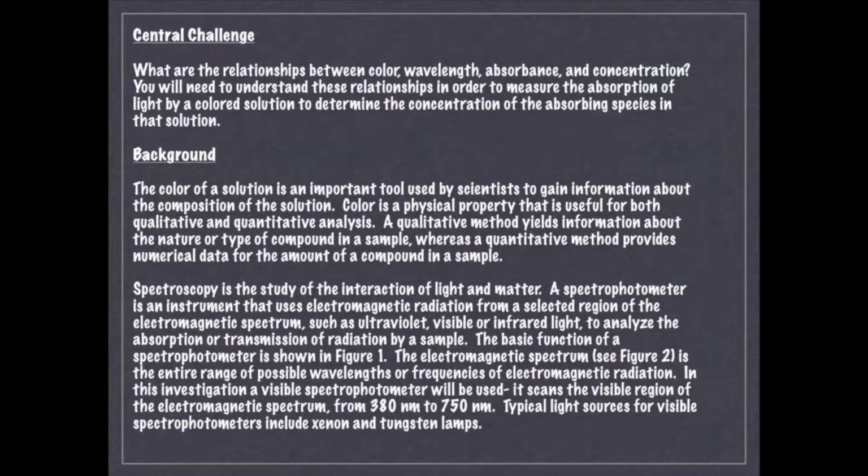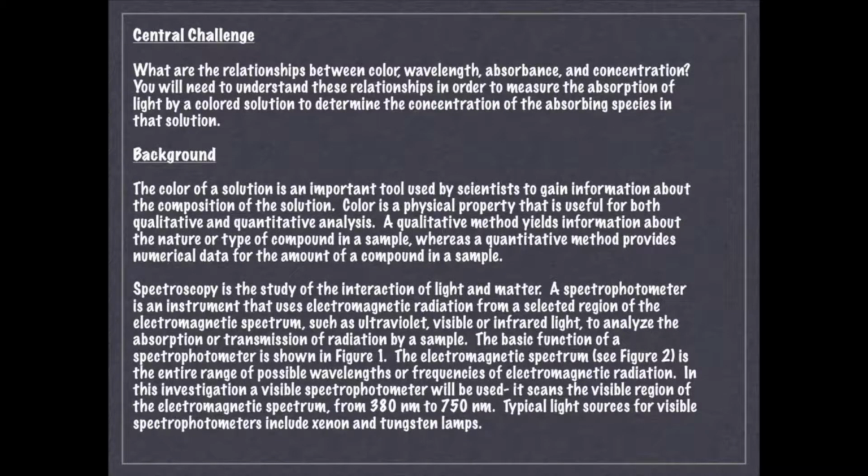A spectrophotometer is an instrument that uses electromagnetic radiation from a selected region of the electromagnetic spectrum, such as UV, visible, which is what we're going to use, or infrared, to analyze the absorption or transmission. We're going to be looking at absorption of radiation by a sample. The basic function of a spectrophotometer is shown in figure 1. All right, and we'll look at that in 1 second.